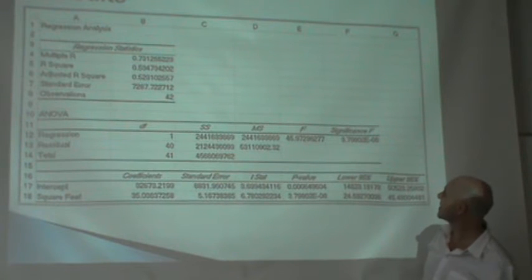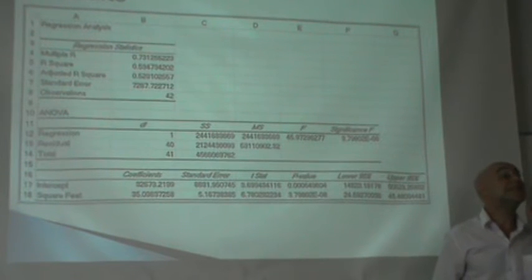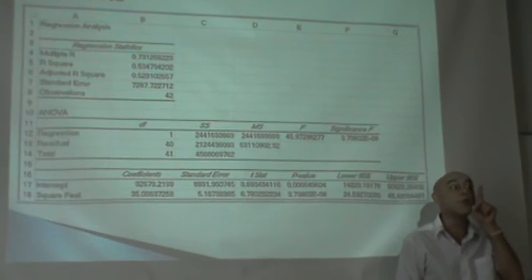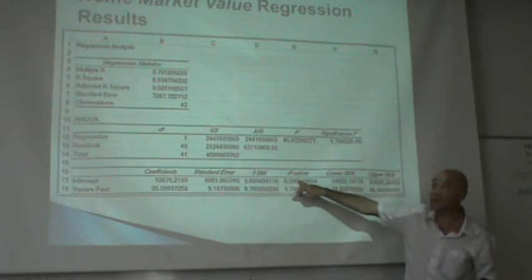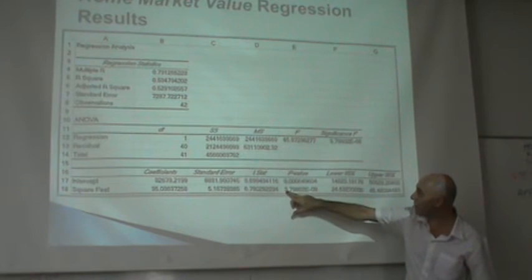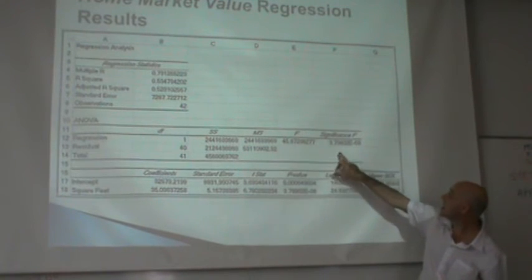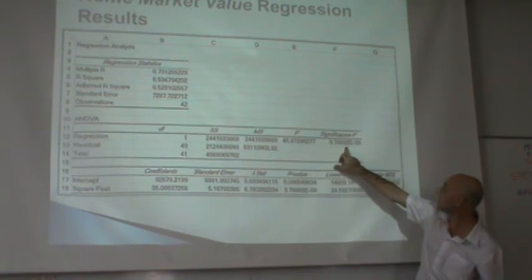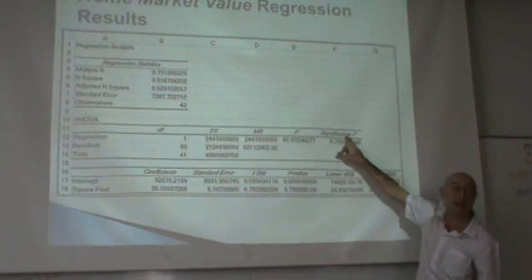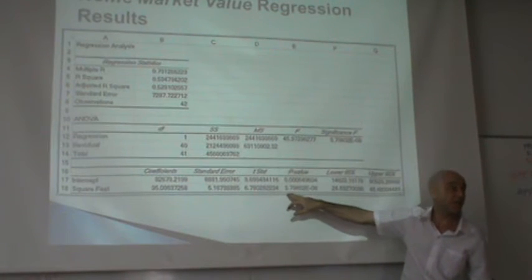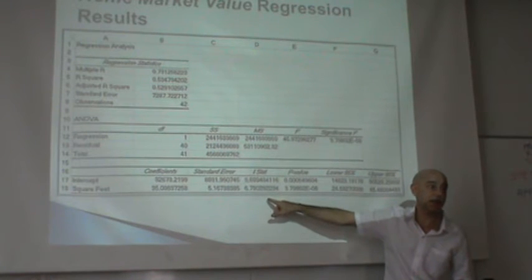Now let's take a look at something else. Because this particular model is a simple regression, there's only one variable, the square feet, and the other one is a constant. The p-value, 3.79 to the power of minus 8, is the same as the significance of the F-test. So the F-test for a simple regression is the same as the t-test and the t-statistic.